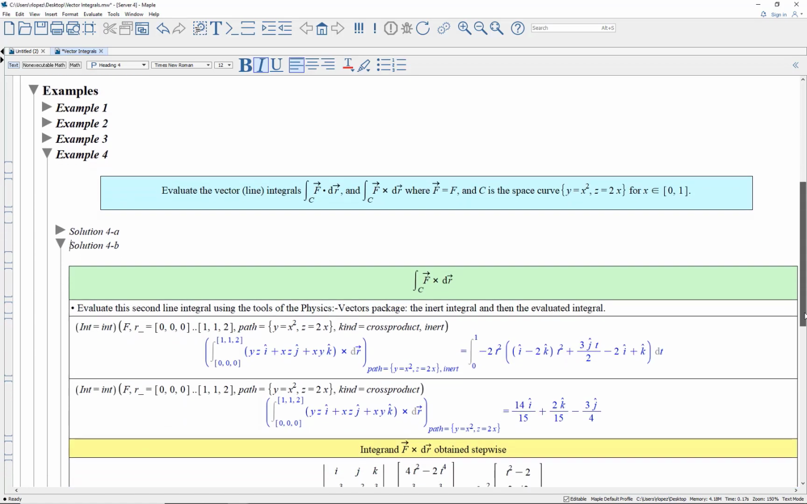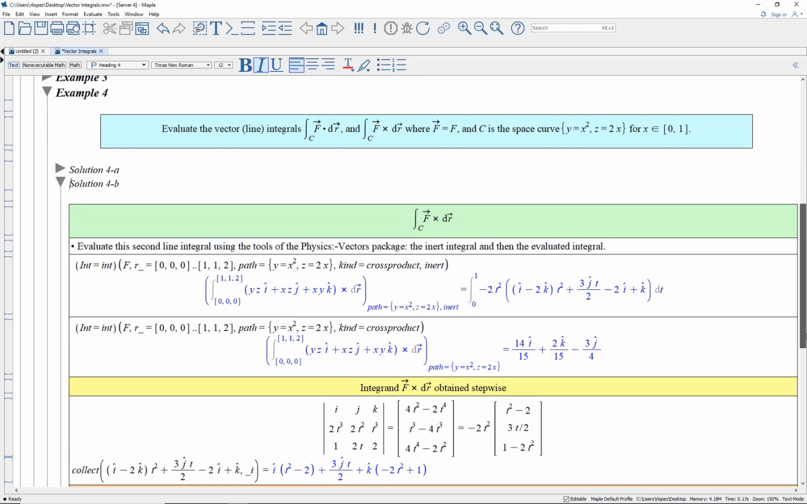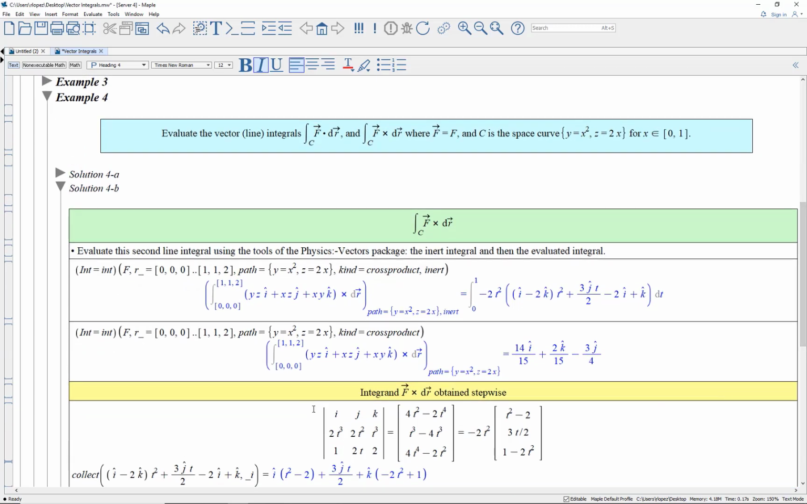The integrand can be obtained stepwise. This is the cross product. ijk, this is a determinant. This is the vector f evaluated on the curve. And this is dr, 1, 2t, 2. That equals this vector. And if you clean it up a bit, you can pull out a minus 2t squared from each component, and you get minus 2t squared times this vector.